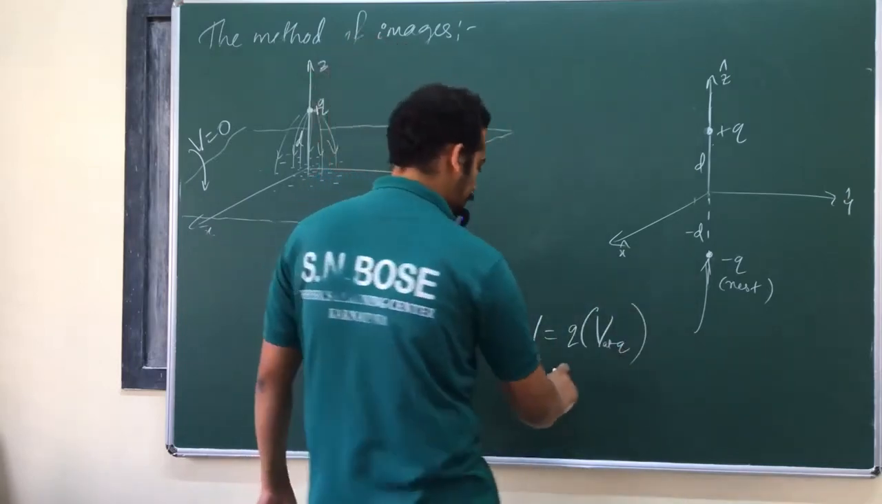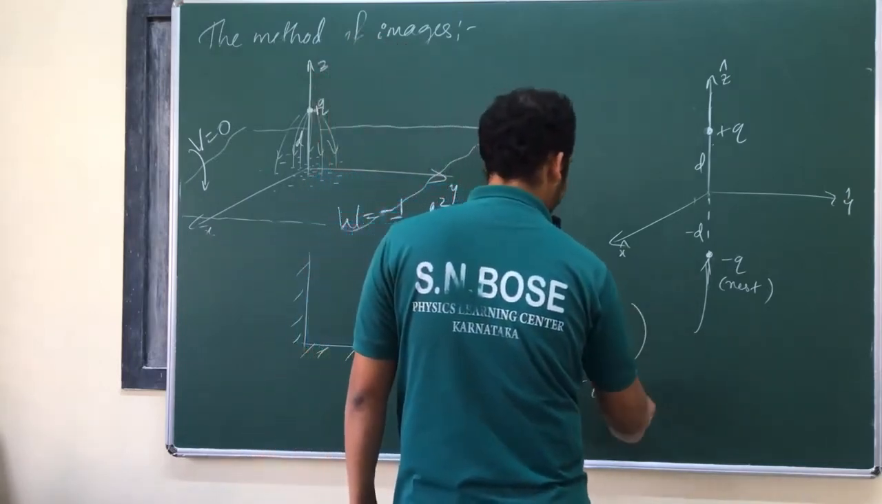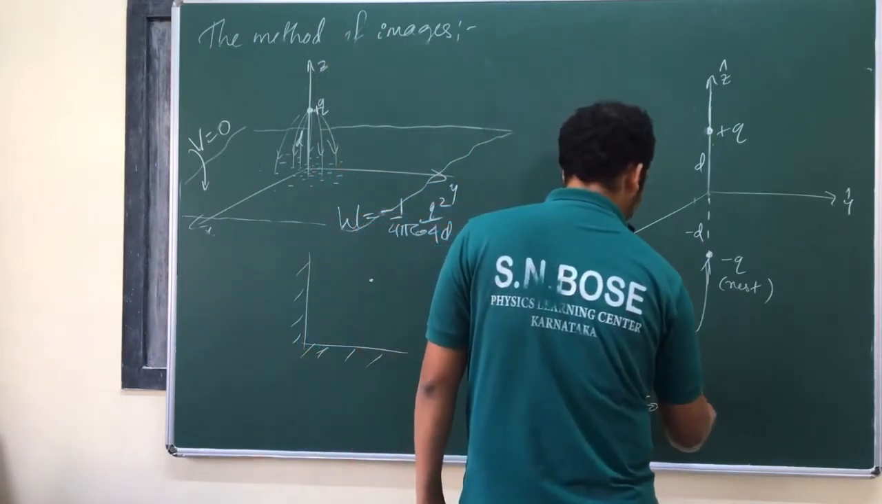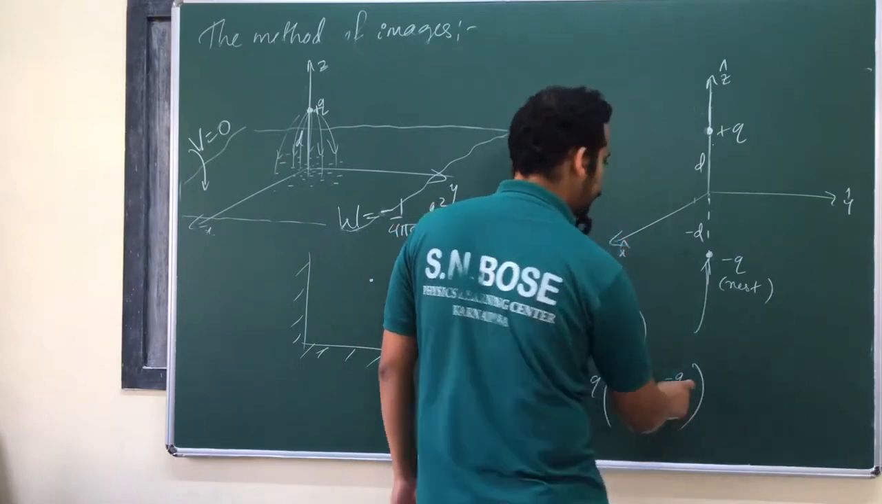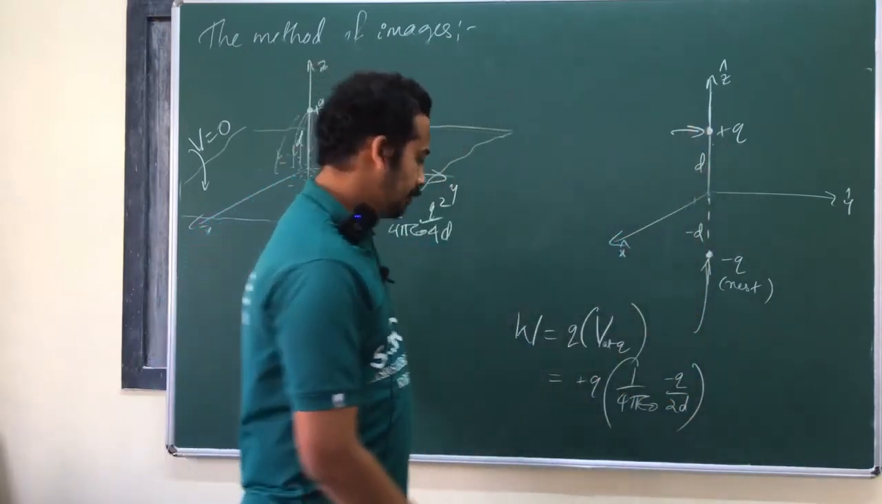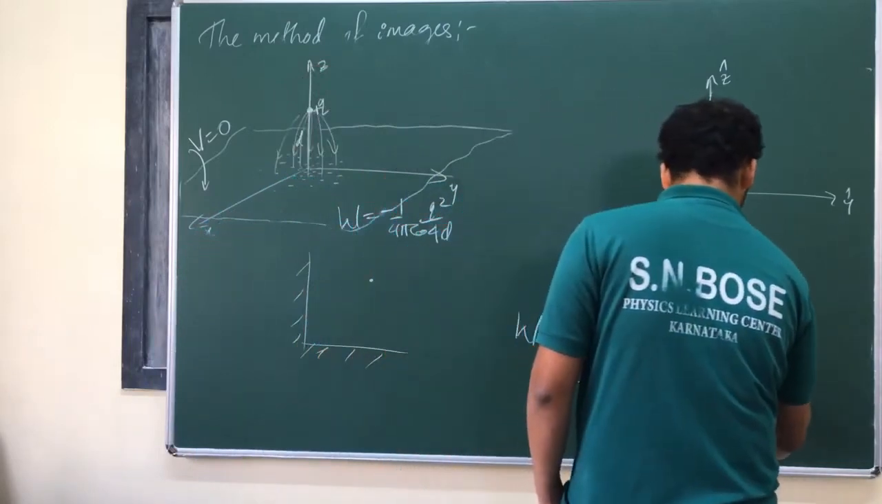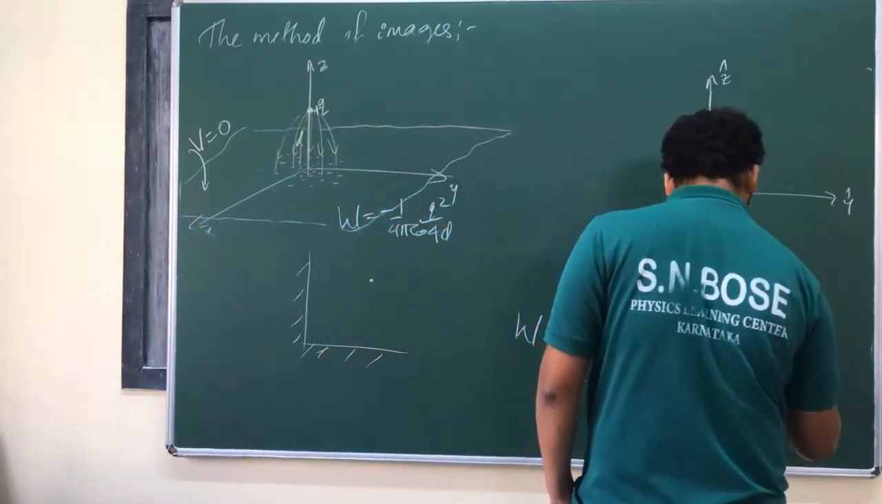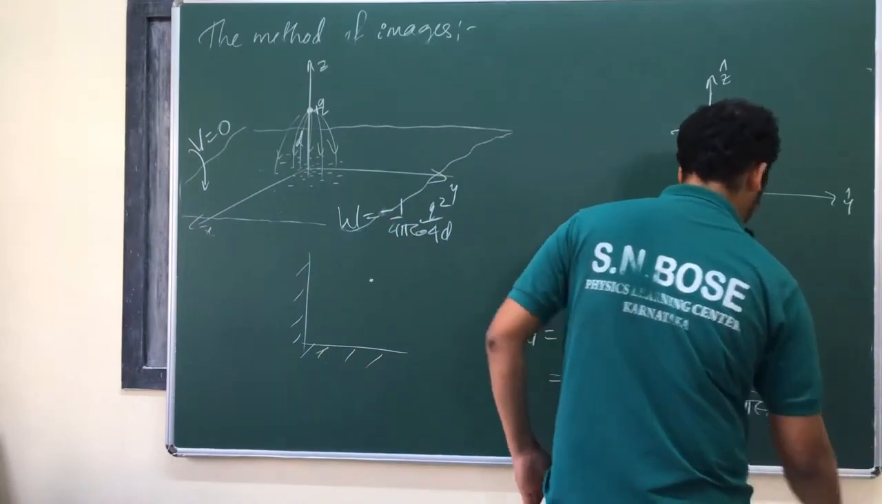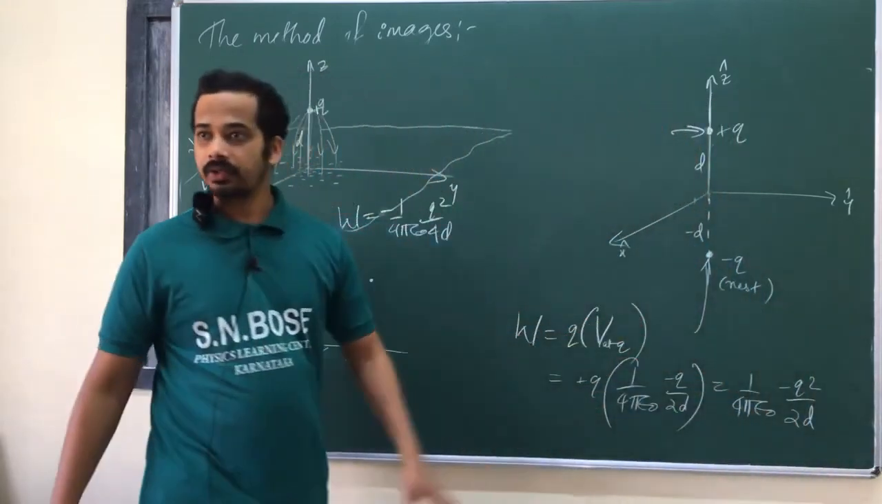That's equal to plus Q into the potential at Q, which is 1 by 4π epsilon naught, into minus Q divided by 2D. Am I right? That is the potential at this point, isn't it? That was equal to 1 by 4π epsilon naught, minus Q squared divided by 2D. But this is not the right one.